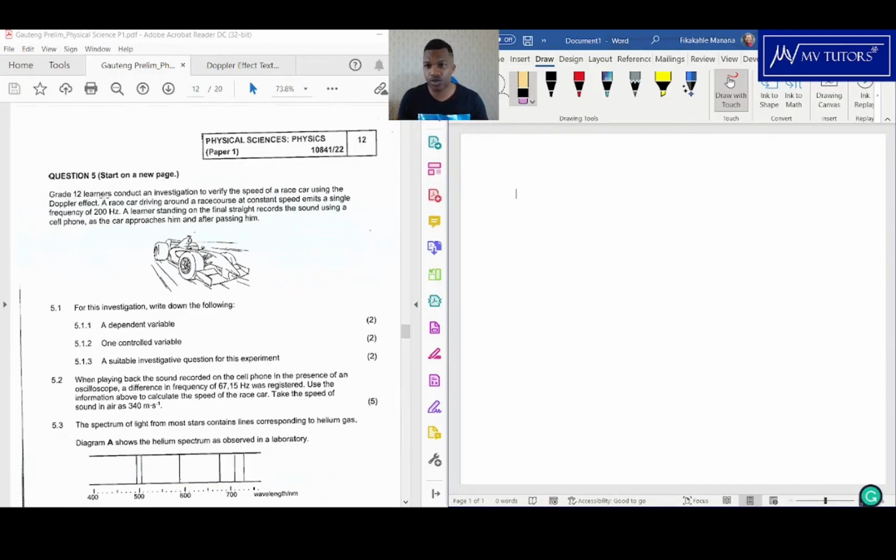It says grade 12 learners conduct an investigation to verify the speed of a race car using the Doppler effect. A race car driving around a race course at constant speed emits a single frequency of 200 Hz. A learner standing on the final straight records the sound using a cell phone as the car approaches him and after passing him.